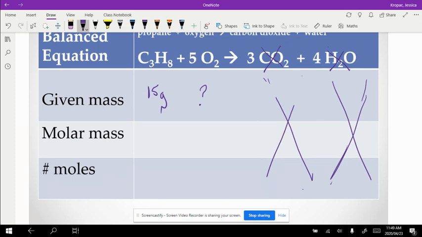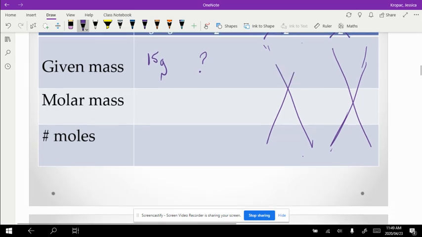So my next step is I need to get to number of moles, right? That's step 1, go from mass to moles. In order to get to number of moles, I'm going to need to figure out both my molar mass of propane and while I'm here, I might as well figure out my molar mass of oxygen. So I'm going to do that on this screen.